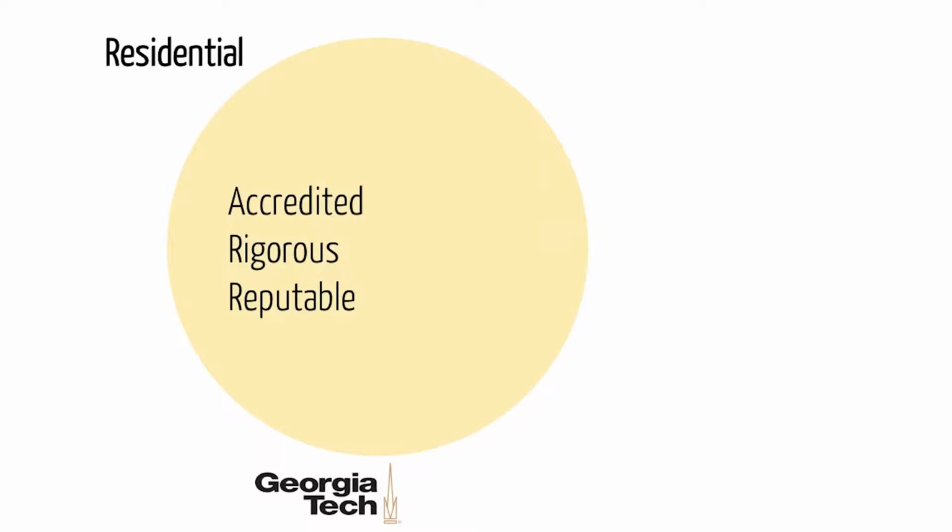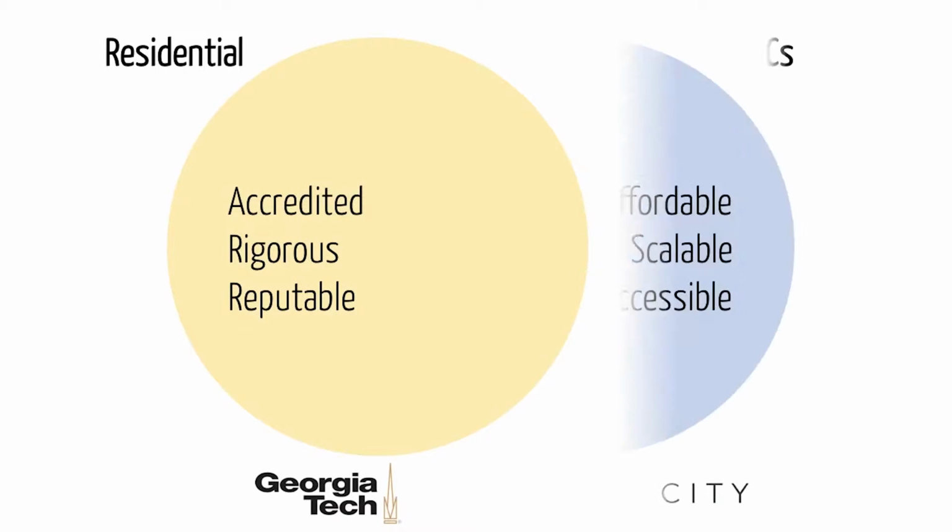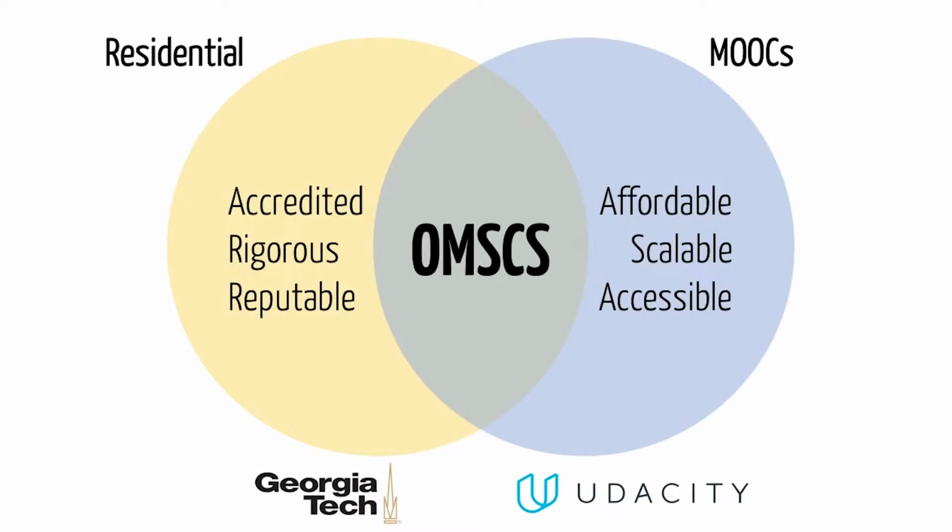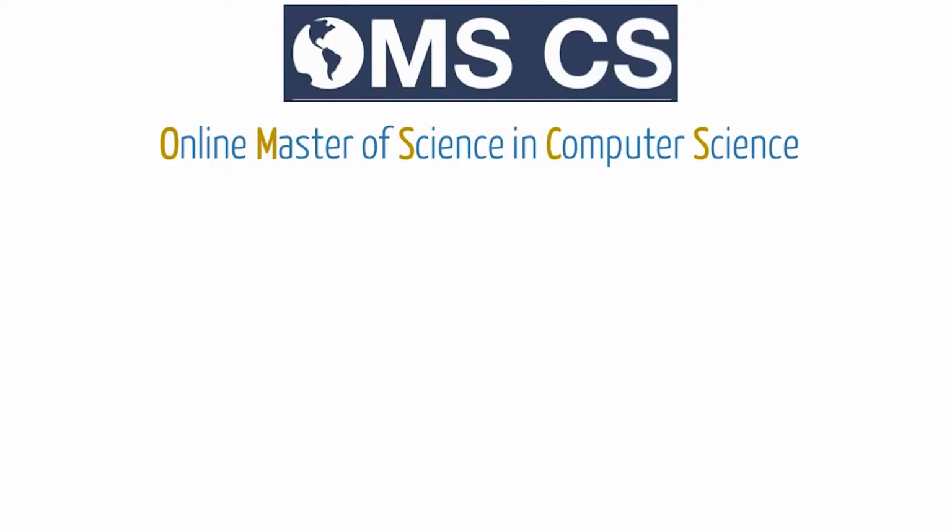The goal of the OMSCS program was to create a master's program that combined the rigor and reputation of traditional programs with the accessibility and scalability of MOOCs. The OMSCS attempts to take the best of both worlds and develop an online master's degree that is accredited, rigorous, reputable, and affordable, scalable, and accessible. Because the OMSCS is more similar to a traditional master's degree than to MOOCs, let's start by thinking about a traditional master's degree and ask, how does the OMSCS program actually make a traditional master's degree more accessible?